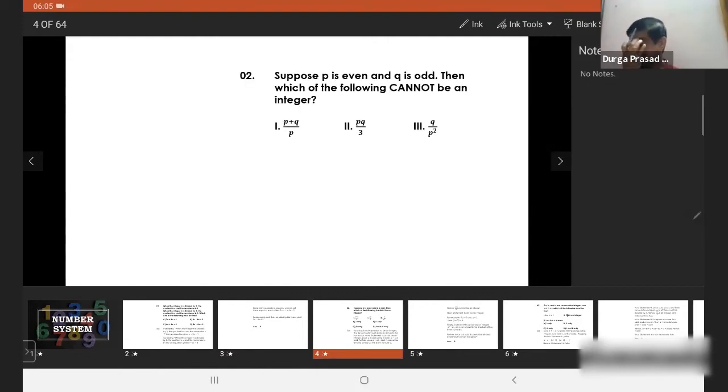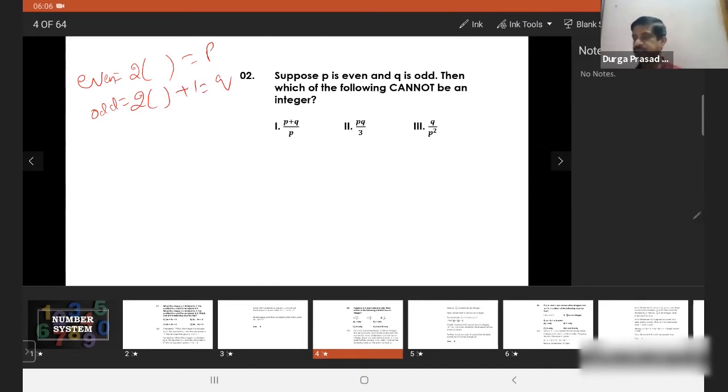So now look at this. Suppose P is even and Q is odd. Even means 2 times something we write. Odd means 2 times something plus 1 is odd. Right? This is the way we represent the numbers, odd and even. And this he says P and this he says Q. Okay. So now which of the following cannot be an integer, he says.